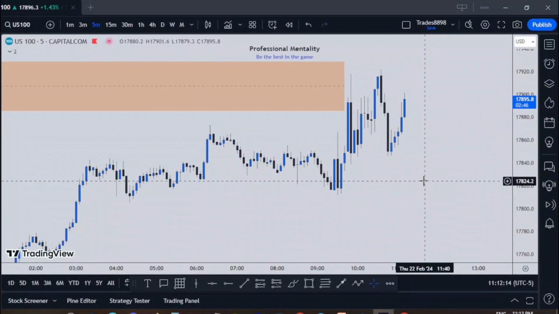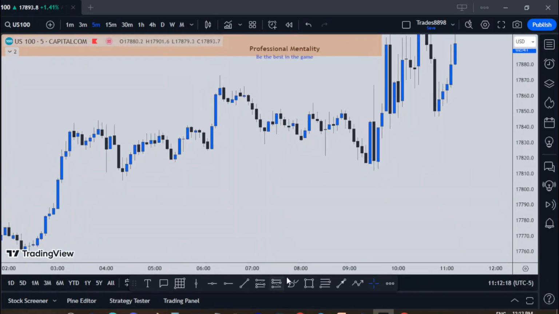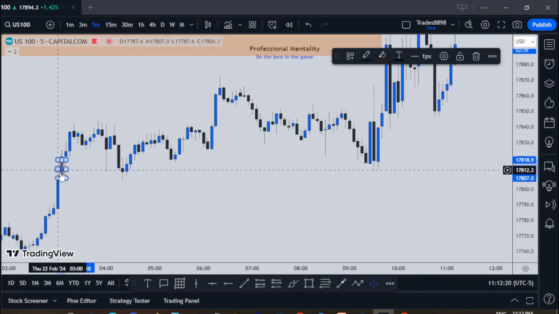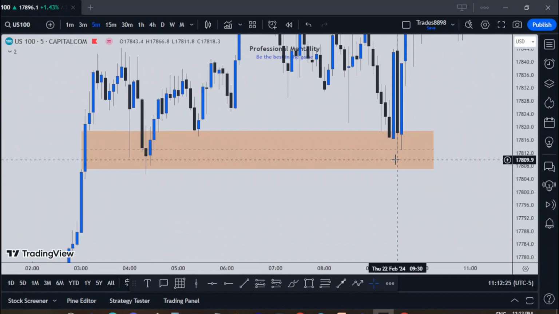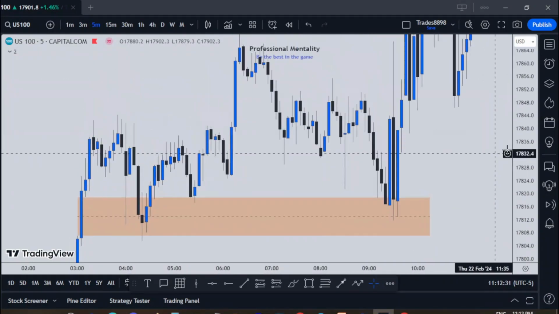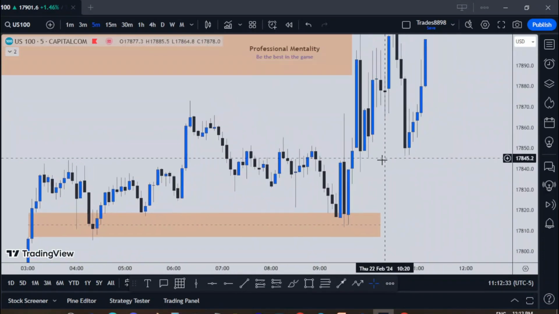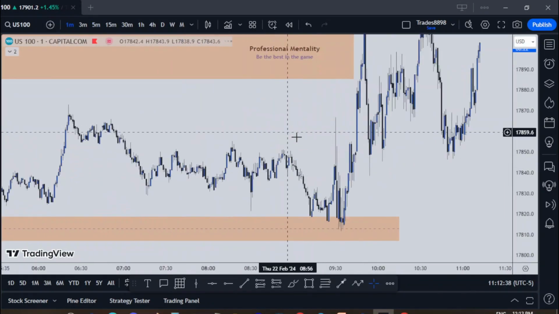So immediately going to the 5-minute, I can see that price tried to go to the downside, but it failed when it came into this fair value gap right here. You see that price also went into the consequent encroachment of that fair value gap. Price cannot go below it, and instead it just goes right through to the upside. So let's go to the 1-minute.